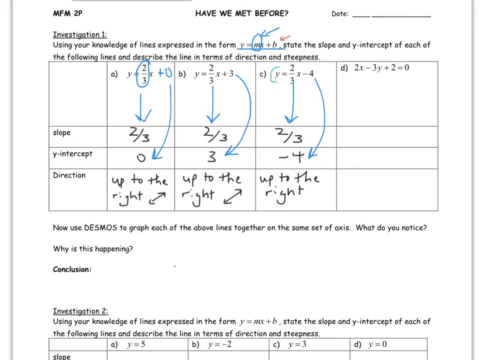Now this last one I haven't completed already because I don't have it expressed in that form, y equals. I don't have the y all by itself. So our job would be to rearrange this equation to get y all by itself. Now we haven't reviewed solving equations, but that is our next unit that we will be doing after our linear relations. And just to run through that with you, I want to isolate for y. I've got to get y all by itself.